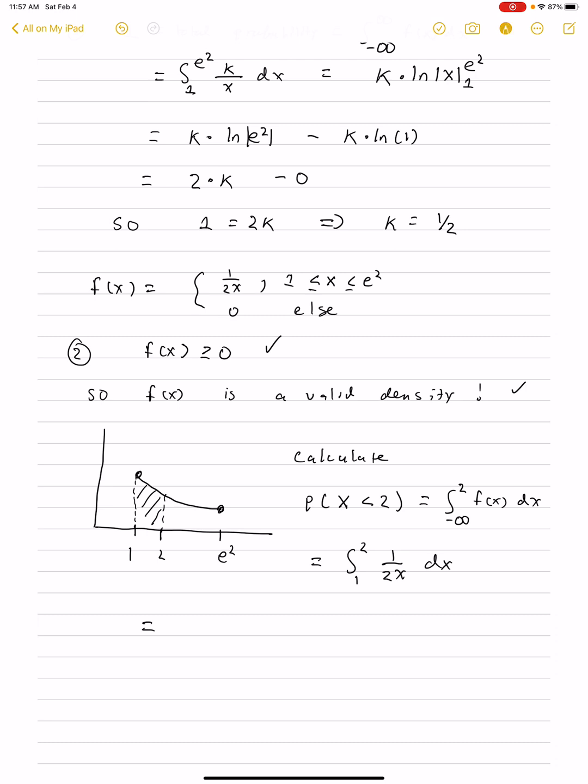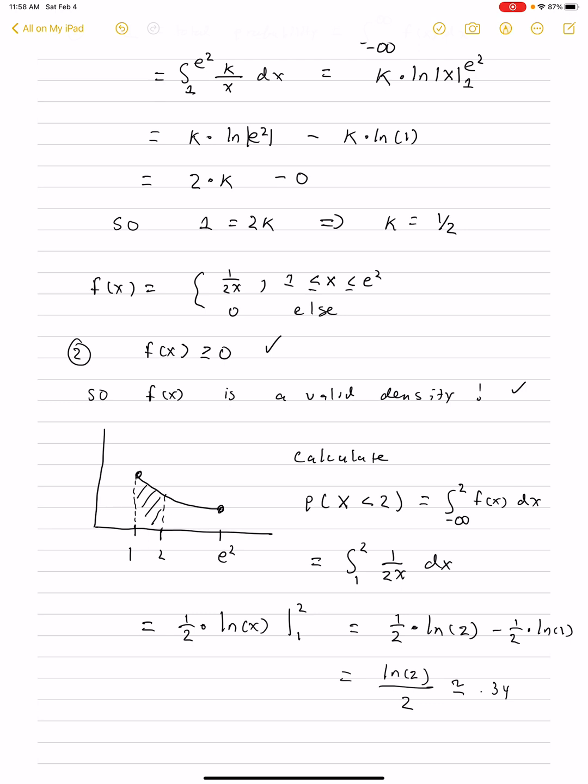This will be equal to 1/2 times ln of x from 1 to 2, which is 1/2 times the ln of 2 minus 1/2 times the ln of 1. Recall that ln of 1 is 0, and so we're just left with ln of 2 over 2. And I think that's approximately 0.34.